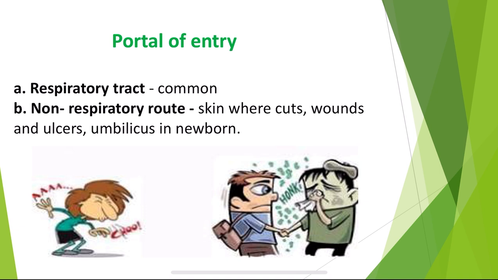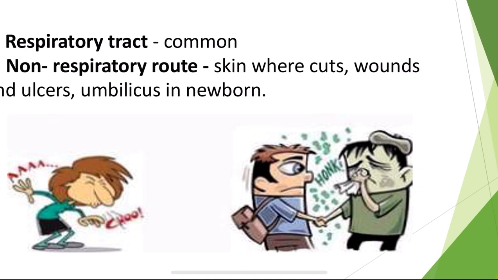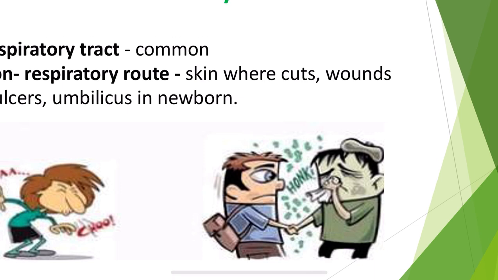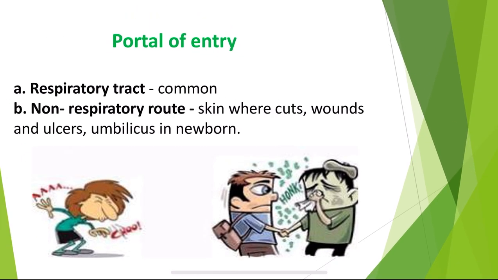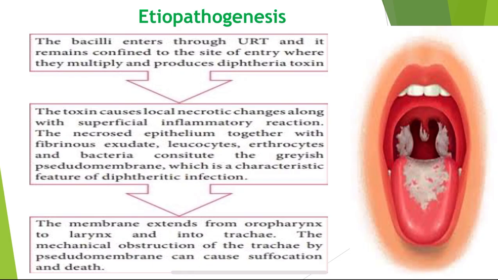Moving further to the portal of entry of diphtheria. It could be the respiratory tract, which is the commonest route of entry. The non-respiratory routes include the skin, where there are cuts, wounds, ulcers. It could also be the umbilicus in newborn infants. You can see in the picture here, the respiratory tract is the most common route of spread, and the others are the cuts, ulcers, wounds and umbilicus in the newborn.